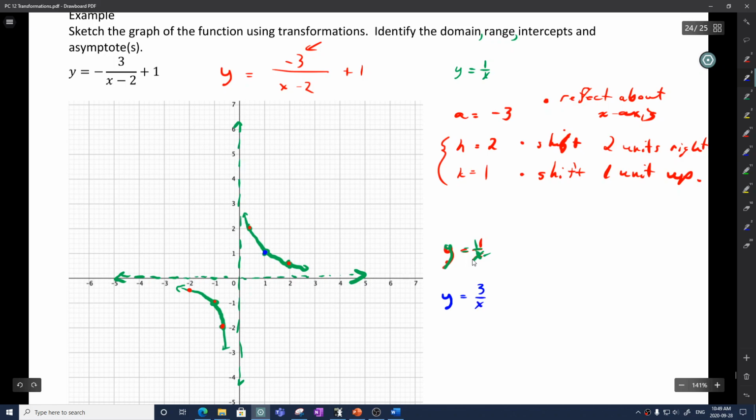Now, if you notice, I picked out my points here and I made them fairly obvious and easy to work with. If I stretch this by a factor of 3, my y value of 2 goes up to 6. My y value of 1 goes up to 3. My y value of a half is going to go up to 1.5. So there's my new hyperbola.